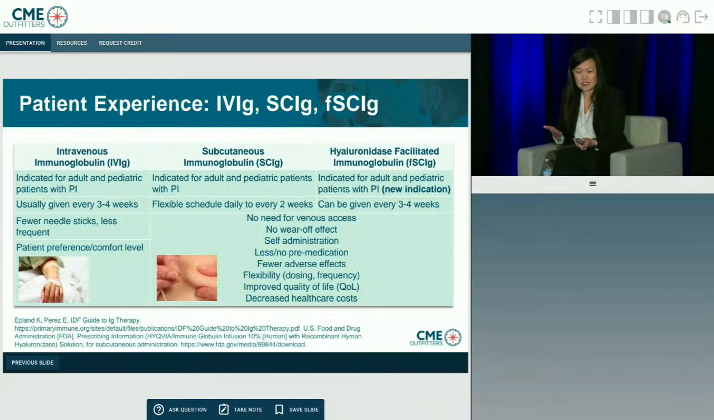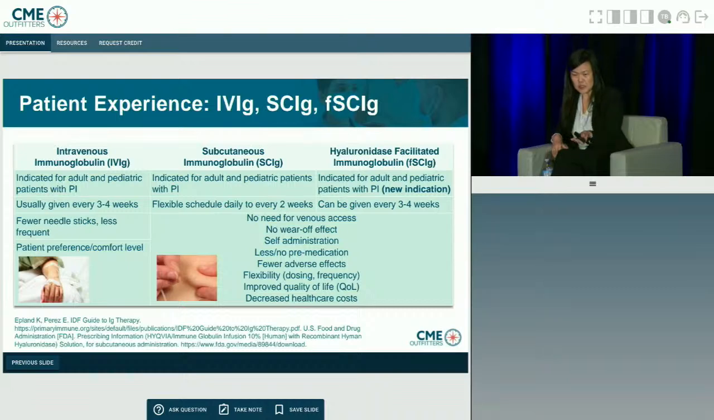So IVIG is given just every 3 to 4 weeks, and you just have one needle, you schedule it, and it's given by a professional. Sometimes in your home, a professional comes, or you can go to the infusion center. I have some patients who really like that, or patients who say, my child's home is procedure free, and when they go to the hospital, they'll get a procedure, and I'm not going to do procedures at home, right? So they prefer it that way. But IVIG has more systemic side effects.